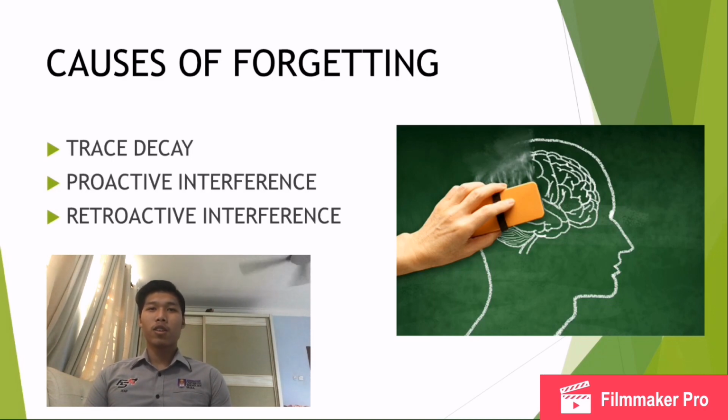The second cause is proactive interference. Proactive interference occurs when you cannot learn a new task because of an old task that has been learned. In simple words, old memories are disrupting the new memories. The third cause is retroactive interference. Retroactive interference occurs when you forget a previously learned task due to the learning of a new task. In other words, later learning interferes with earlier learning, where new memories disrupt old memories.